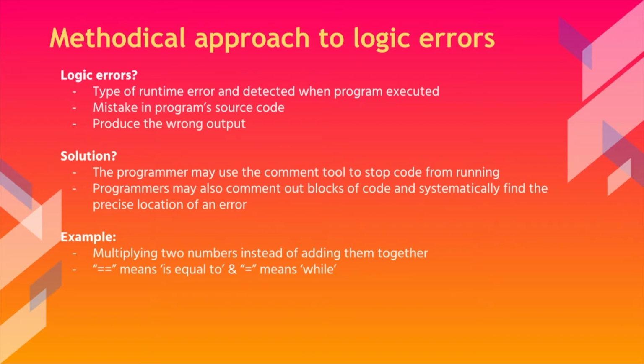A logic error is a mistake in a programmer's source code that results in incorrect or unexpected behavior. It is a type of runtime error that may simply produce the wrong output or may cause a program to crash while running. The logic error might not be noticed until runtime because logic errors are often hidden in the source code. The programmer may use a comment tool to stop code from running. Programmers may also comment out blocks of code and systematically find the precise location of an error. Multiplying 2 numbers instead of adding them together may also produce an unwanted result.